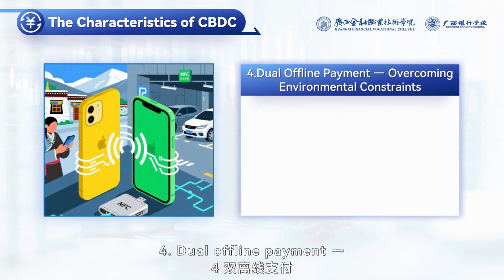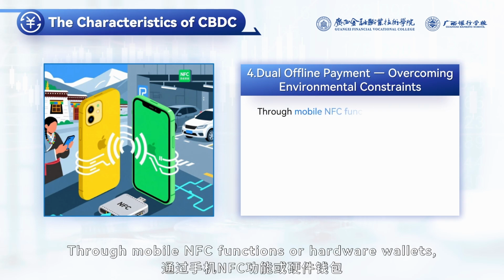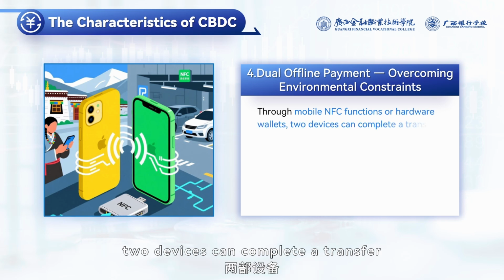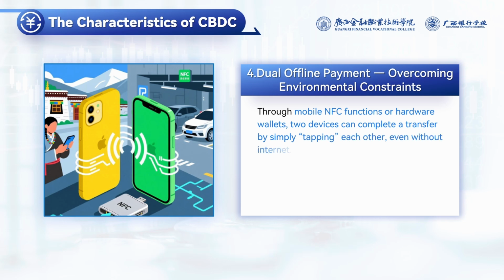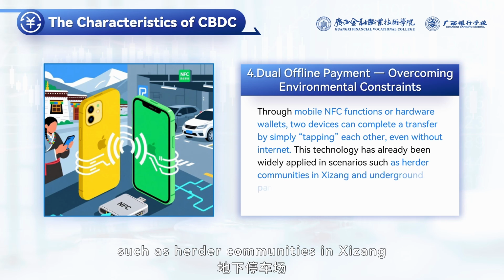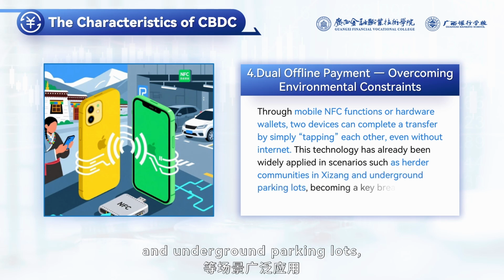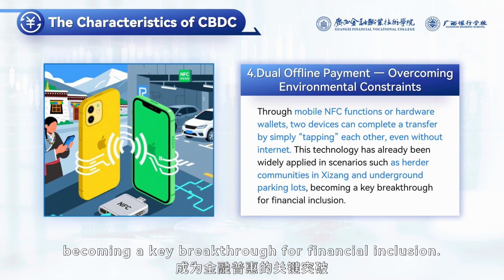4. Dual offline payment. Overcoming environmental constraints through mobile NFC functions or hardware wallets, two devices can complete a transfer by simply tapping each other. Even without internet, this technology has already been widely applied in scenarios such as herder communities in Xizang and underground parking lots, becoming a key breakthrough for financial inclusion.